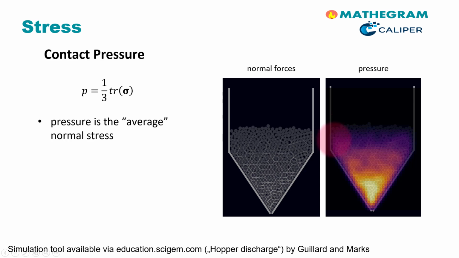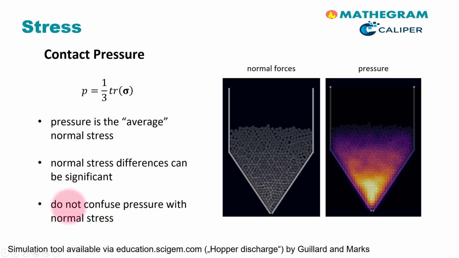Also, for liquids, the pressure is often sufficient to quantify the stress state. In contrast, and as we will see later, for granular materials, the individual normal stresses differ significantly, meaning that the pressure can describe the stress state only to some degree. Finally, it is important to not confuse the pressure with the normal stresses. Again, the pressure is just an average normal stress, and in granular materials there can be significant normal stress differences even in the static configuration.